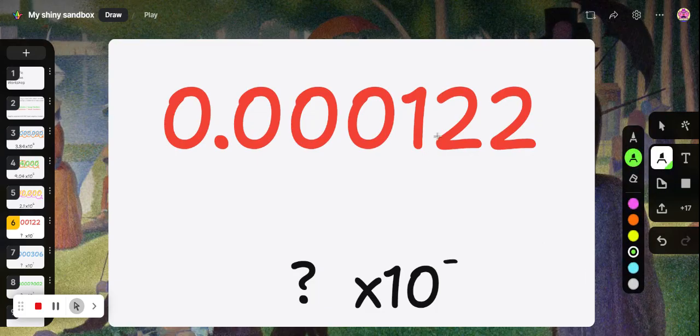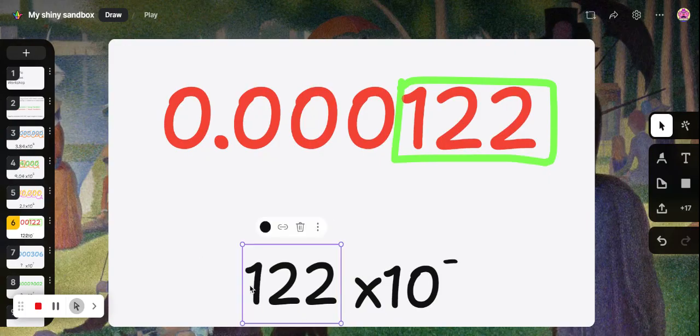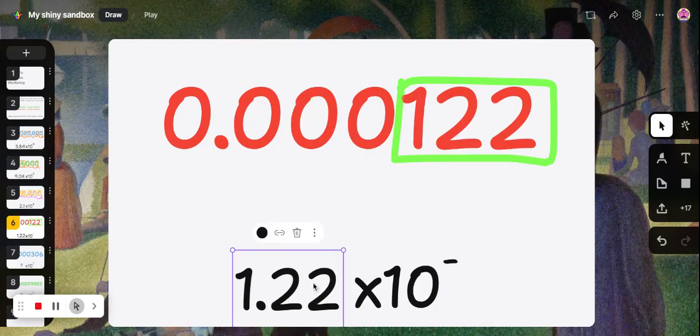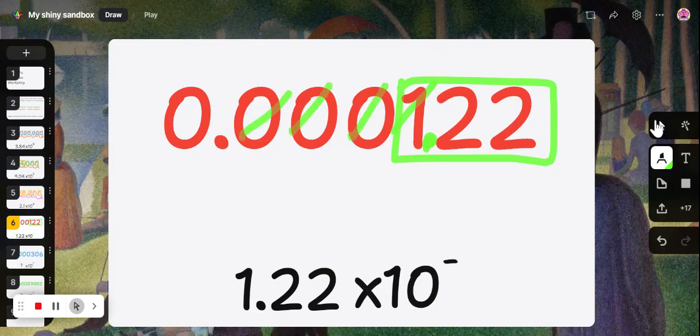So let's focus in on our non-zero digits right here. This is going to be our coefficient. Where can we put the decimal so that our coefficient is a number with a 1-digit whole number? Right here. Okay, I'm going to draw in my new decimal place. How far away is it from the original spot? 1, 2, 3, 4.